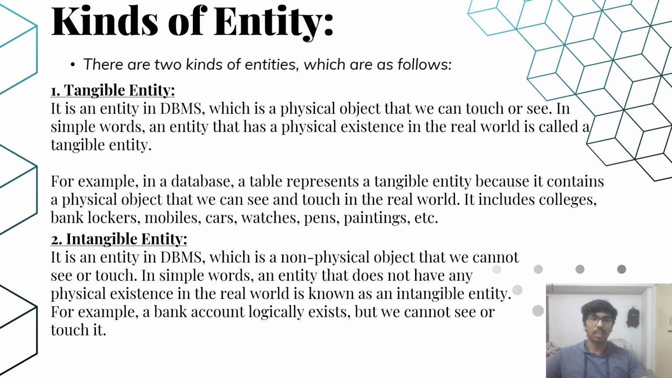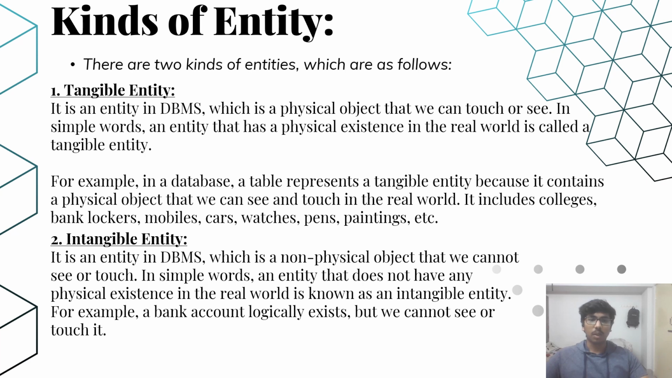Different types of entities. There are two kinds of entities which are as follows. Tangible entity. It is an entity in DBMS which is a physical object that we can touch or see. In simple words, an entity that has physical existence in real world is called tangible entity. For example, in a database, a table represents a tangible entity because it contains a physical object that we can see and touch in real world. It includes colleges, bank lockers, mobiles, cars, etc.